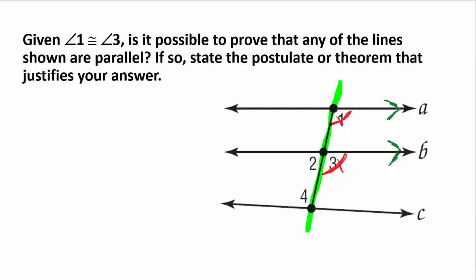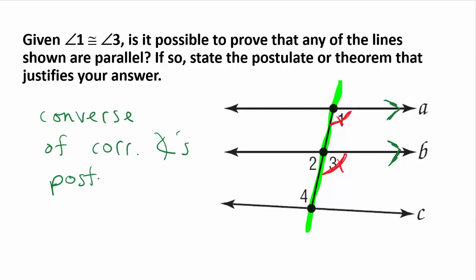What would we say to prove that? Earlier we talked about the converse of the corresponding angles postulate, which said, again, if you've got two lines cut by a transversal and their corresponding angles are congruent, then you can say positively that those two lines are going to be parallel to each other.